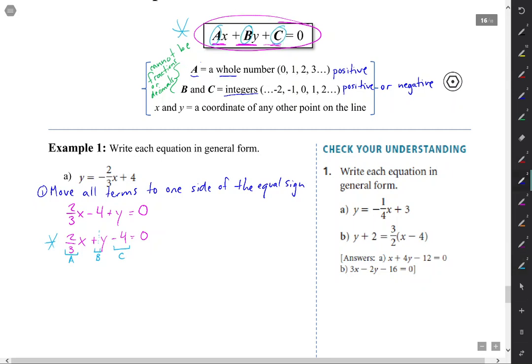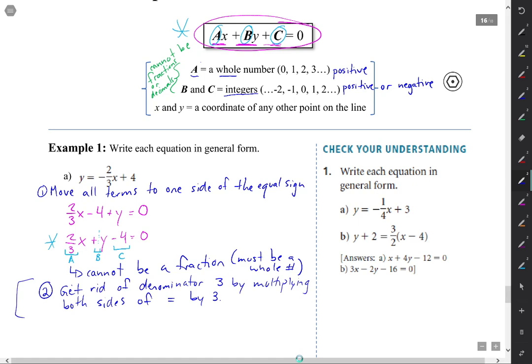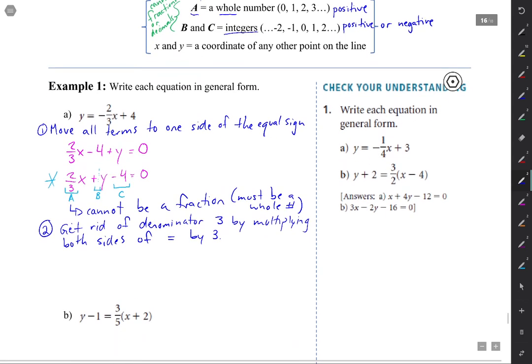So our next step is, well, you'll notice we have a fraction there. This here cannot be a fraction. So our next step is to get rid of that fraction. We need to cancel out that denominator. So our step number 2 is going to be to get rid of that denominator of 3, and we're going to do that by multiplying both sides of the equal sign by 3. I quickly wrote down step number 2, and now let's actually do that. I am going to multiply both sides of the equal sign by 3.